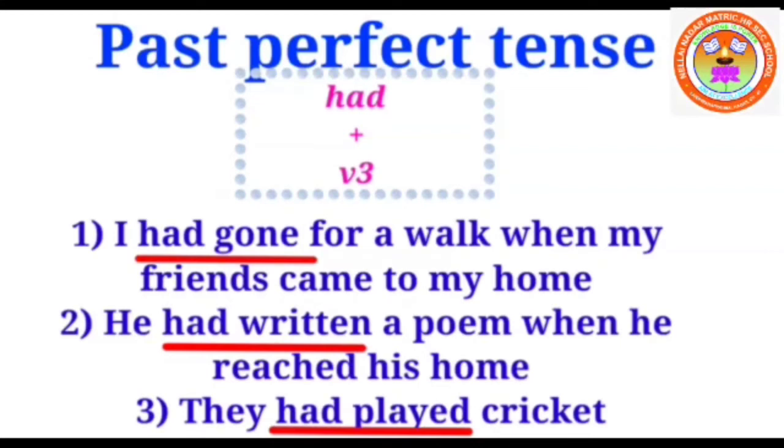The second example is had written. He had written a poem when he reached his home. Had past, written V3, so past perfect. Then they had played cricket. Had past, played V3, so past perfect.